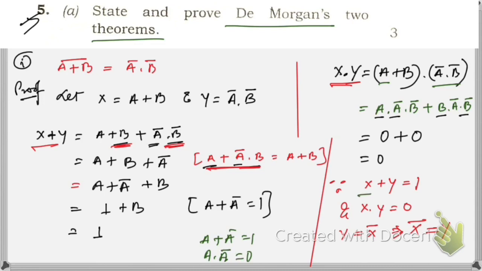So if x plus y is equal to 1 and x dot y is equal to 0, according to this property, y must be x complement. So that's why we can write that. Let me clean these things.